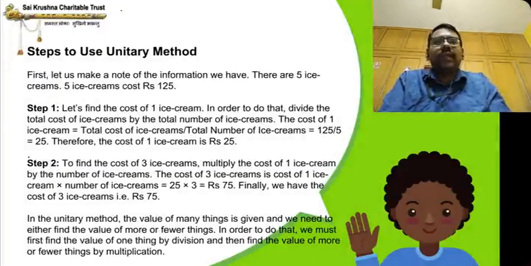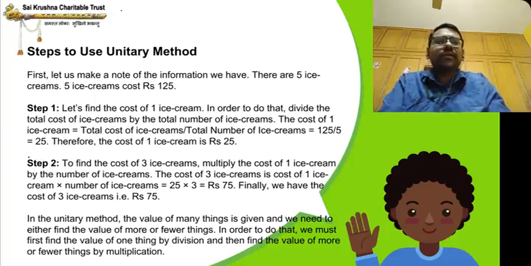Steps to use unitary method. First, let us make a note of the information we have. There are 5 ice creams. 5 ice creams cost rupees 125. That is the data given here.